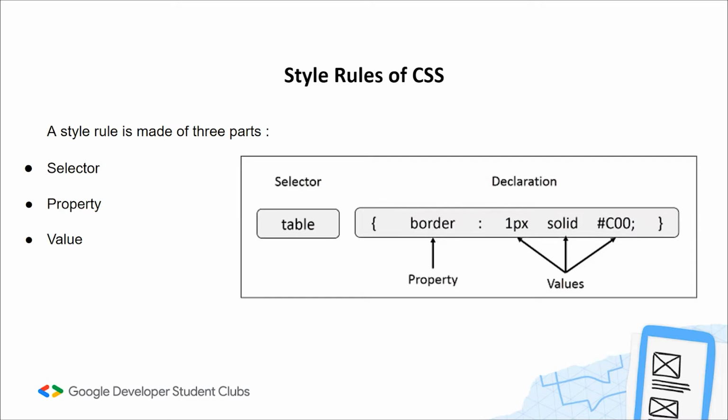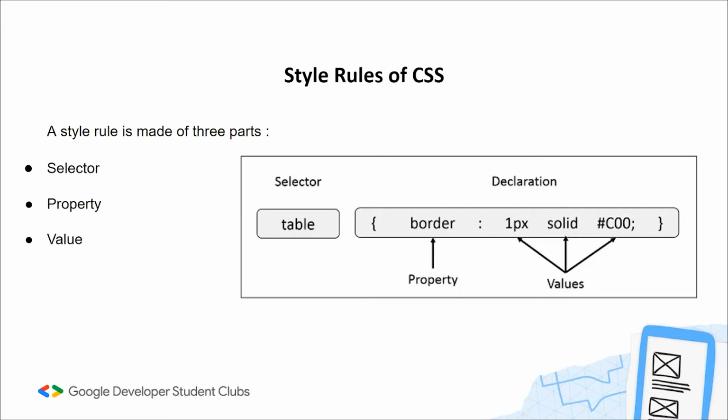In CSS, there is something known as style rules. These are the formal rules which we have to follow while creating a web page and while using CSS. A style rule has three parts: selector, property, and value. While writing style rules, we have to remember that the selector comes first, then the property, then the value.